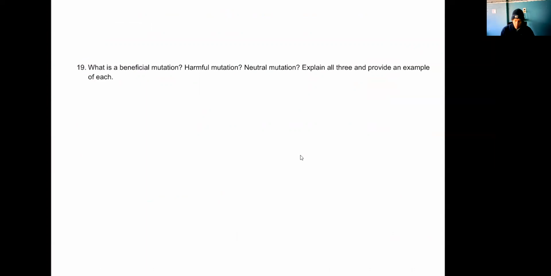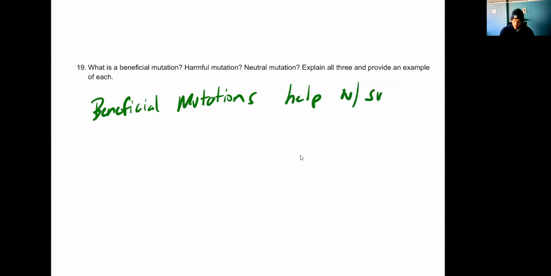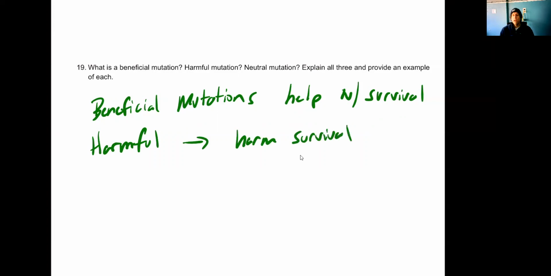Number 19, we learned about mutations. So we learned that there are beneficial mutations. And they help with survival. Then you have harmful mutations, and they do just that. They harm survival, make it harder to survive. And then finally, we have neutral mutations, and these do nothing for survival.